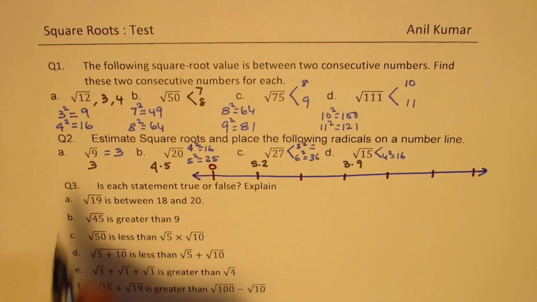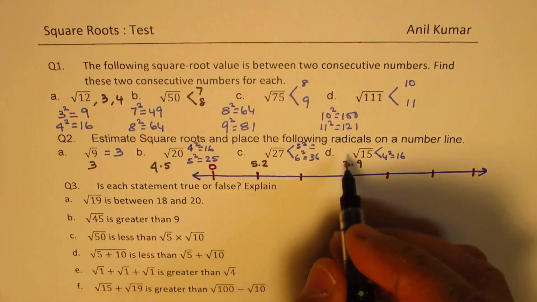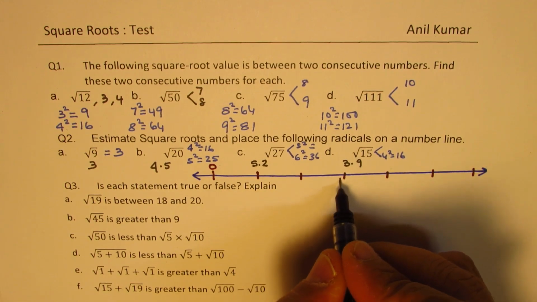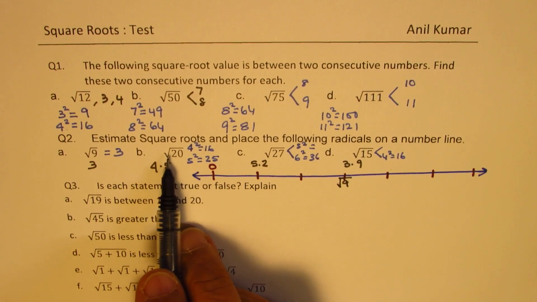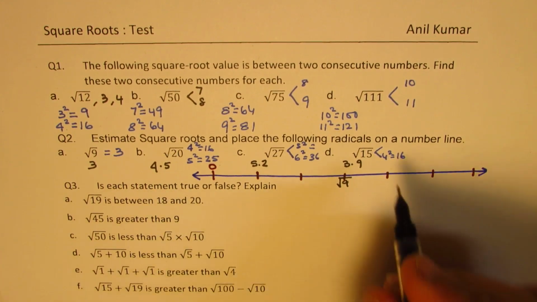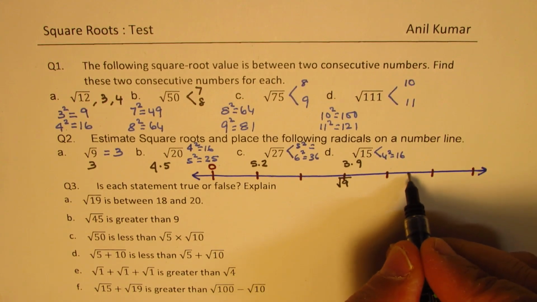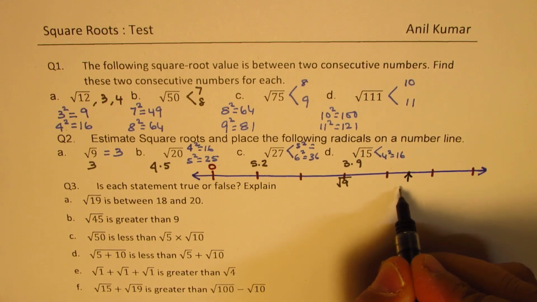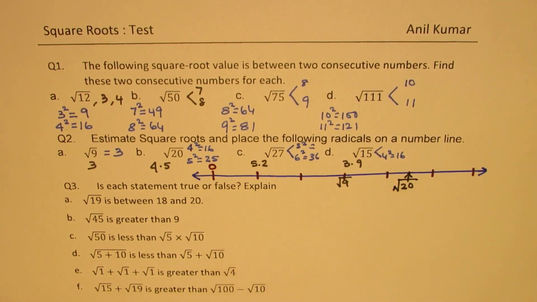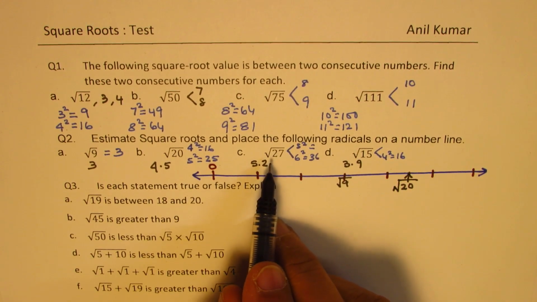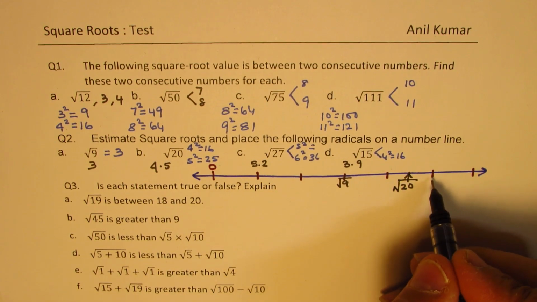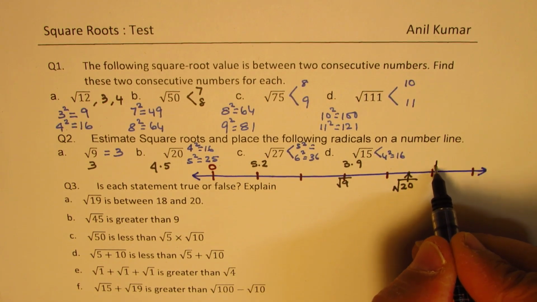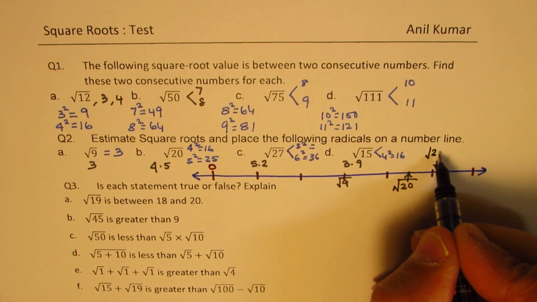Now, the first one is 3. So 1, 2, 3. That 3 is square root of 9. Then we have square root of 20, which is between 4 and 5, right? This is 4, this is 5. So here we'll have square root of 20. Perfect. Square root of 27 is 5.2, slightly more than 5, right? So we can write this here as square root of 27. Clear?